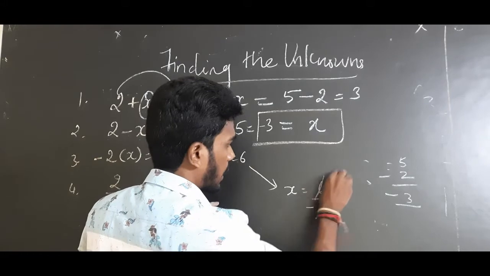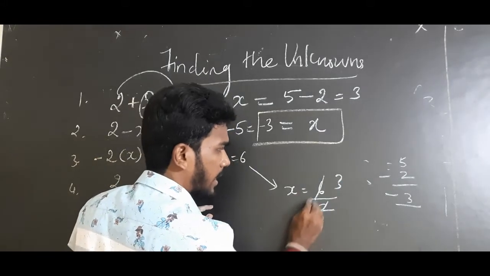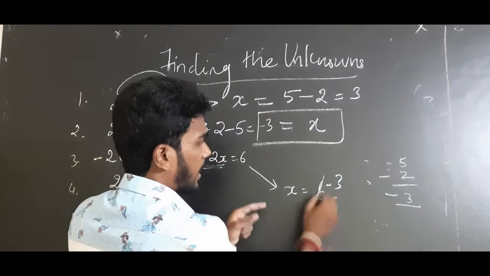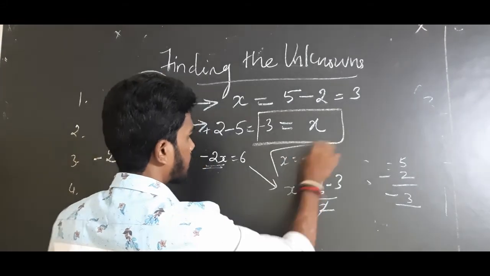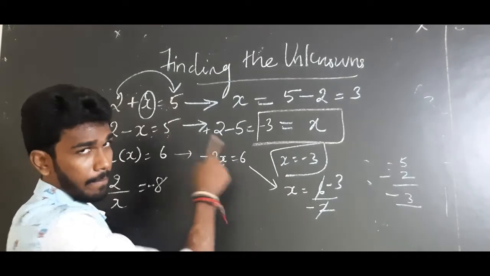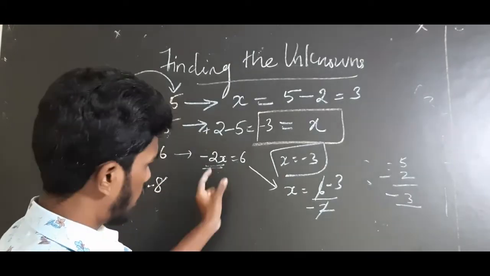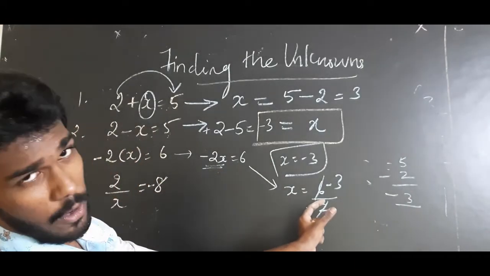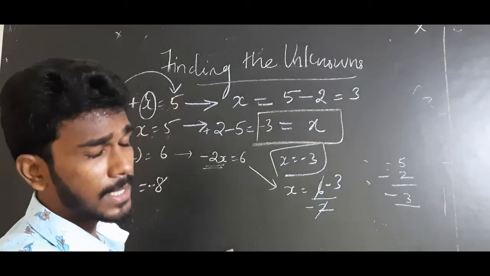So 2 threes are 6. So x should be, this minus sign can be put on the upper side. So x will be equal to minus 3. So minus 2 multiplied with minus 3 will make you 6. Okay. So when it is in a divider or multiplication, when you are moving the number to the other side of the equal to sign, please don't change the sign.